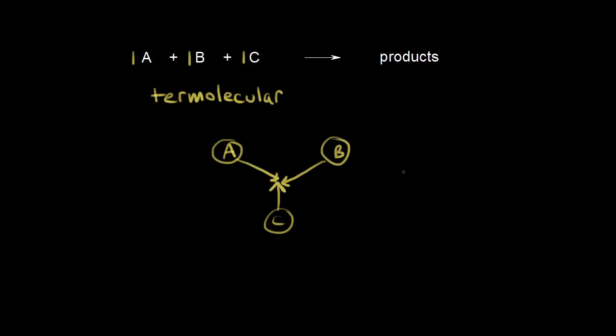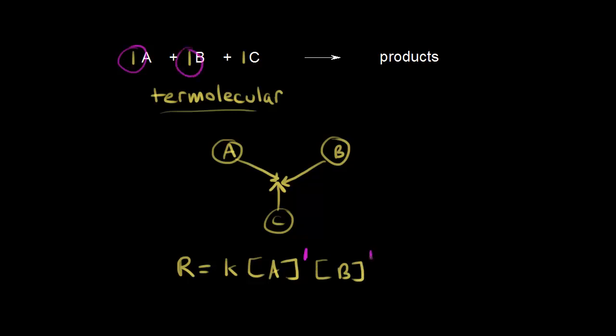And this is rare if you think about it. Trying to get three molecules to collide at once is pretty difficult to do. So these termolecular reactions are rare. But we can write the rate law. So the rate of our reaction is equal to the rate constant K times the concentration of A, and we have a coefficient of 1 here, so this is to the first power, times the concentration of B, and once again this would be to the first power, and times the concentration of C, and this would also be to the first power.